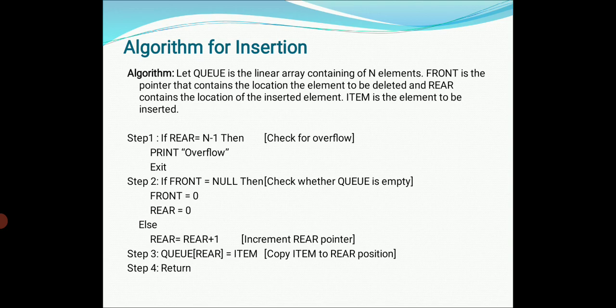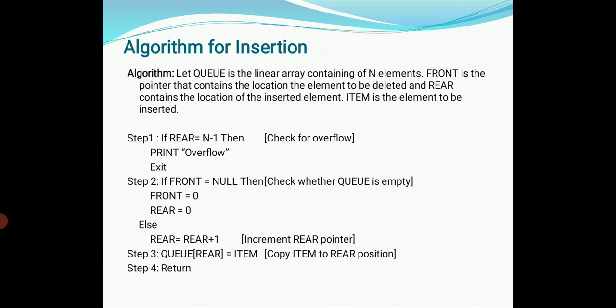First of all, what do we mean by insertion? We are adding a new element into the existing queue. That process we can call insertion. So here is the algorithm. Let the queue be a linear array that contains n elements. Front is a pointer that contains the location of the element to be deleted from the front position, and rear is a pointer that contains the location of the element inserted at the rear position. The item is the element to be inserted.